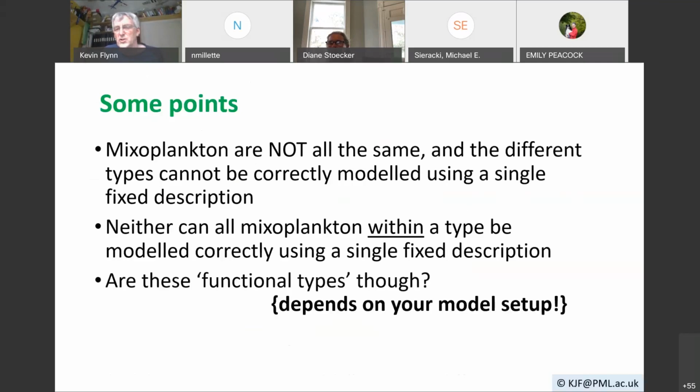Whether these are functional types depends on your model setup and how you want to describe functional type. Because the functional type can be split all the way down to a species level if that's what you wish to do, or is it photosynthetic at the other extreme.